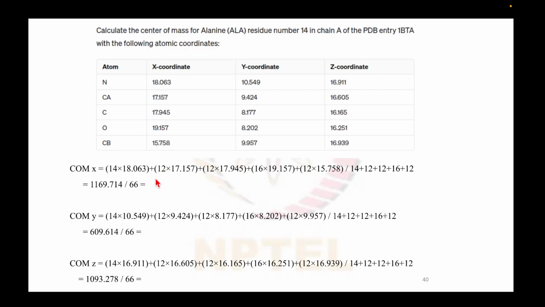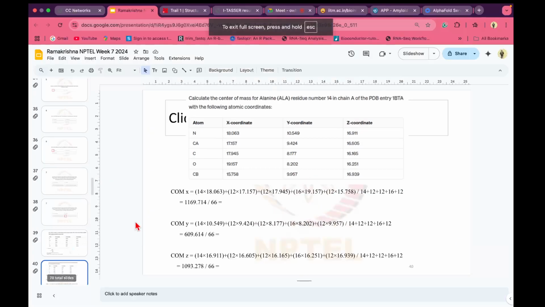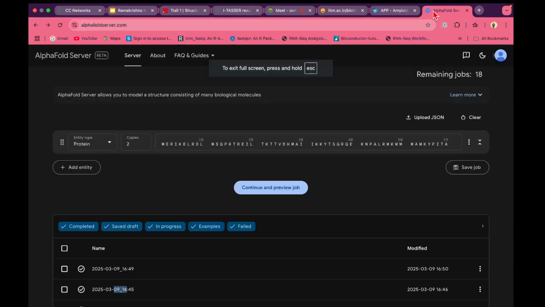So this is how the center of mass for the x coordinate is done, and the y coordinate formula is here. Please go through and solve this on your own. And meanwhile, I'll go to AlphaFold.